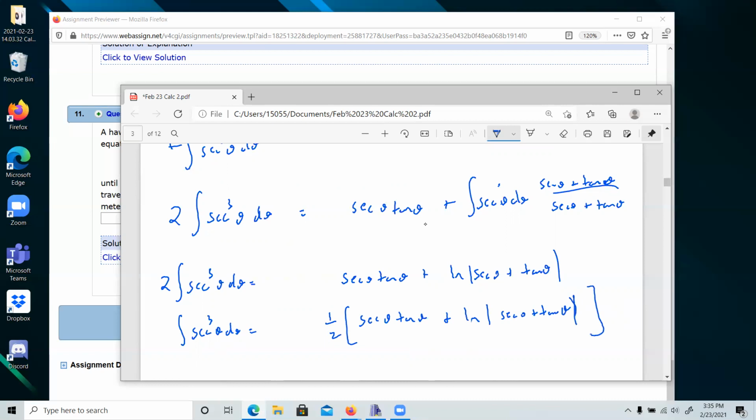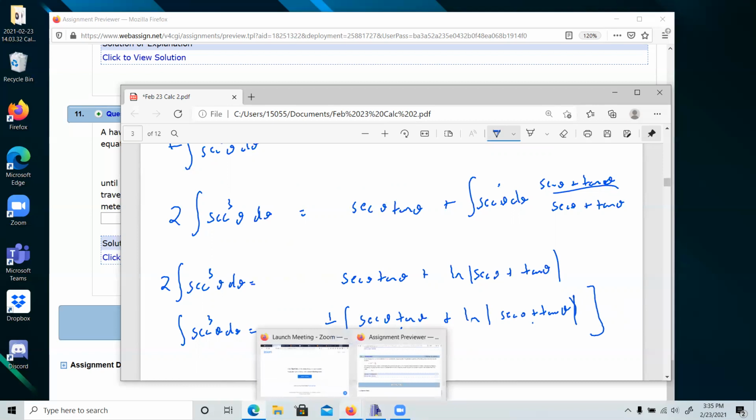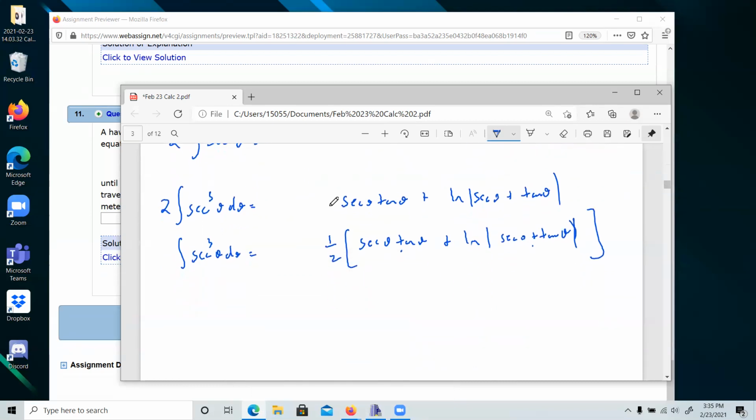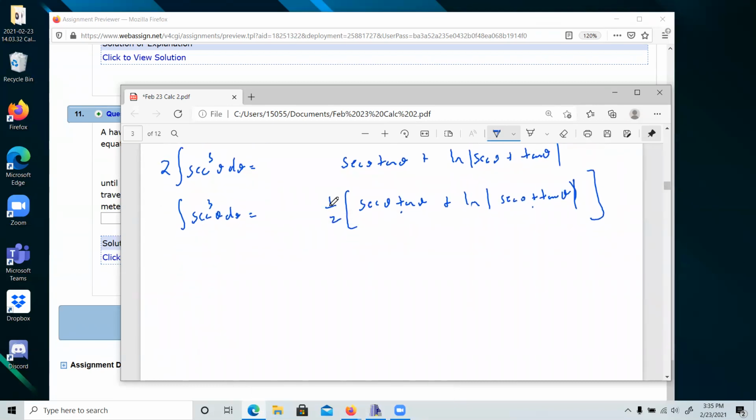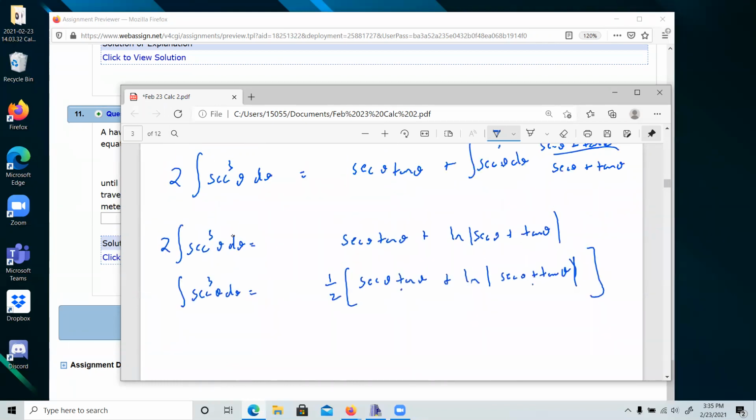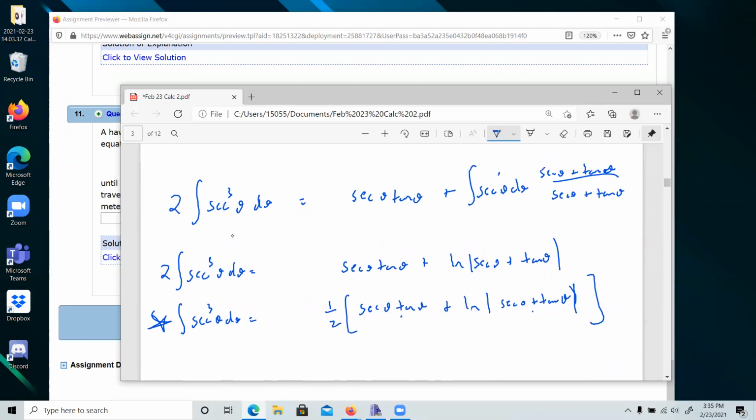Right. So what we have here, really we have the derivative of secant and the integral of secant. So it's the average of the derivative and the integral. It's really the easiest way, I think, to remember it. Delightful that it is. So there's our result.